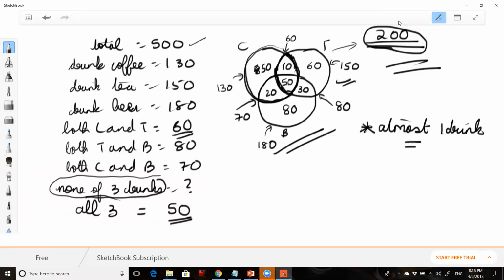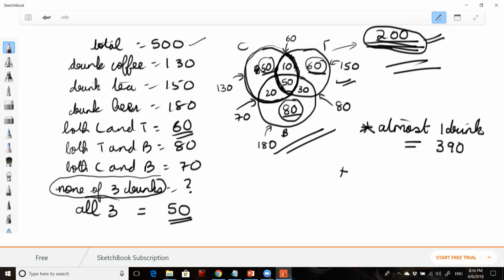Not 500, Kiran. 500 is the total, no? Perfect. At most one drink is people who drink one exact drink and people who drink none, right? So none would be 200 and people who drink one drink would be 50, 60 and 80, right? So 80 plus 60 is 140, 140 plus 50 is 190, 190 plus 200 gives me 390. Okay with this? So it's actually 50 plus 60 plus 80, because that represents students who drink exactly one drink. And I also have to include people who drink none of the three drinks, right? That's 200.